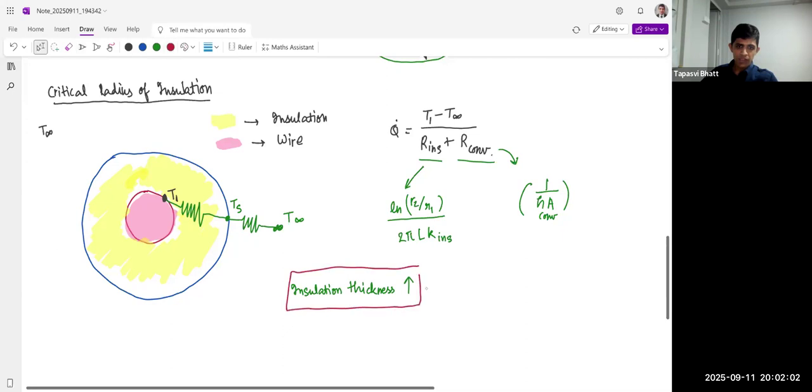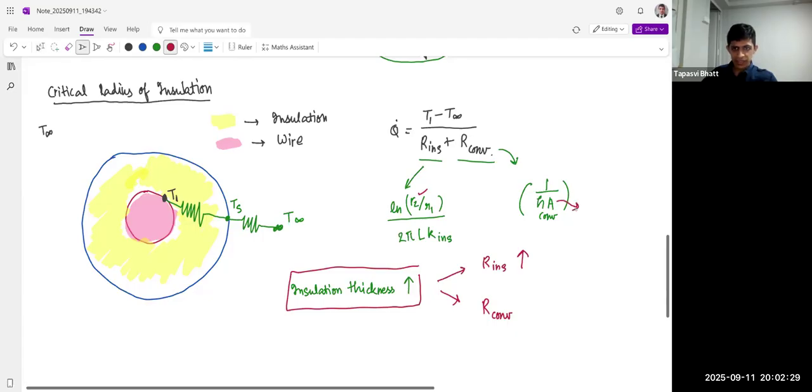If we increase the insulation thickness, what will happen to our insulation? If we go on increasing R2 by increasing the insulation thickness, our insulation is going to increase as well, right? So this will increase. What will happen to our convection?